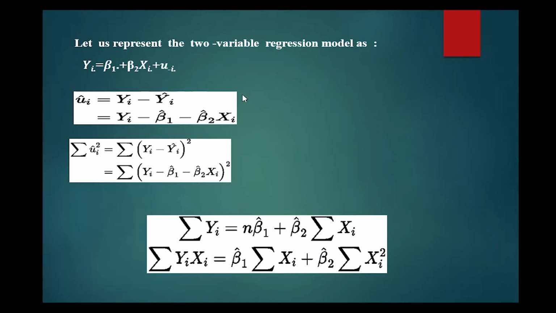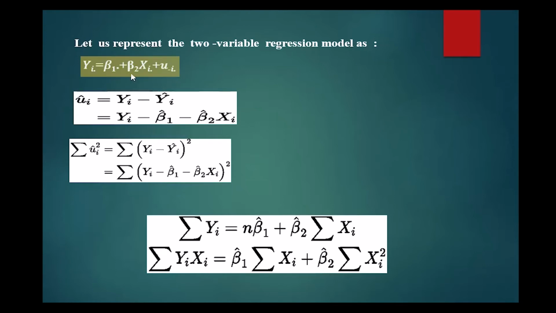In this procedure, we start with the derivation in this manner. Let us represent the two-variable regression model as Yi, which is the dependent variable for the ith observation, where i runs from 1 to n, equal to beta 1. This beta 1 is the intercept term, the constant parameter. After that, we have beta 2, which is the slope coefficient related to the explanatory variable Xi. What does it mean? If Xi rises by 1 unit, what is the change in Yi?